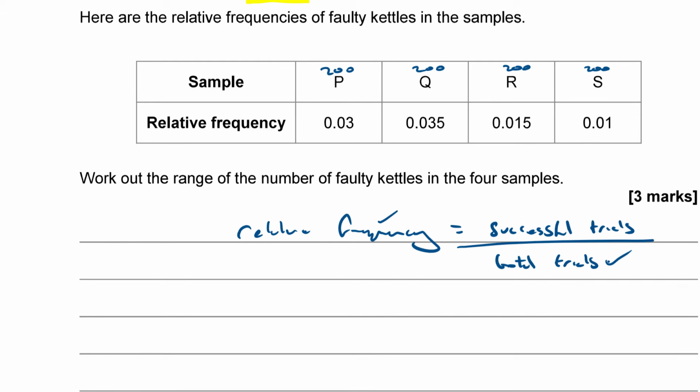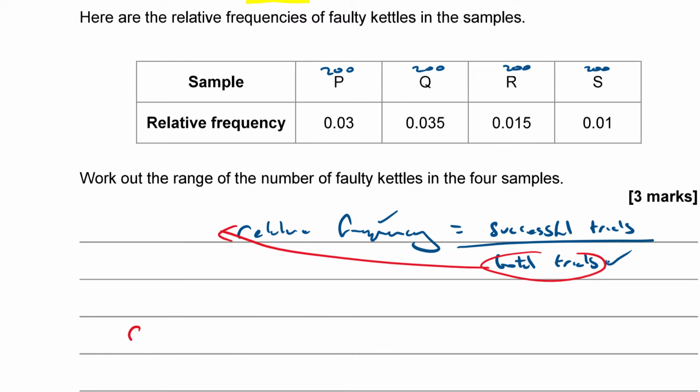Okay, now we've been given the relative frequency and we've been given the total trials. So I want to work out the successful trials. In this case, success is, in the crazy world of maths, a faulty kettle. So I can do that by cross multiplying. So taking this total trials and moving up here. In other words, multiplying the relative frequency by the total trials will tell me how many dodgy kettles there were in each sample.